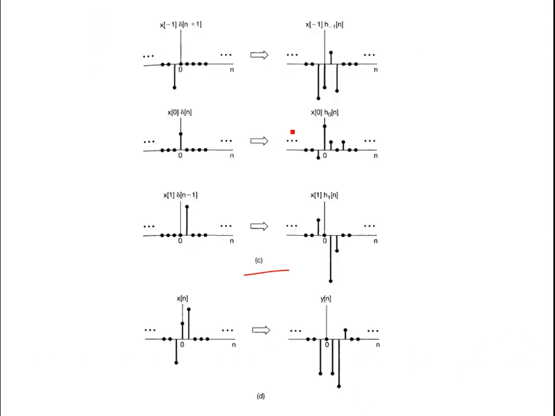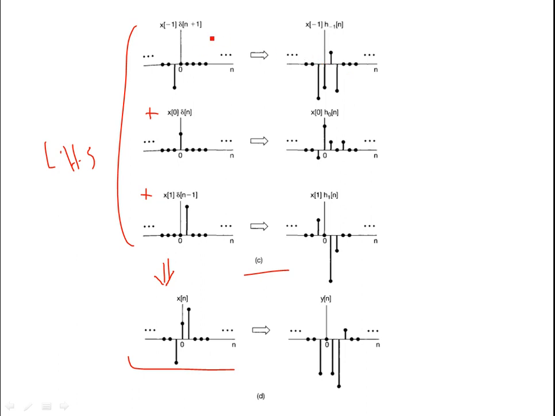Now this is the decomposition. On the left hand side of the figure, we have the decomposition of x of n. If you add these three sequences, you get x of n.